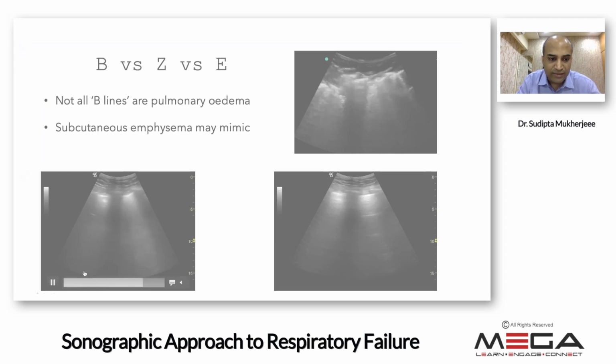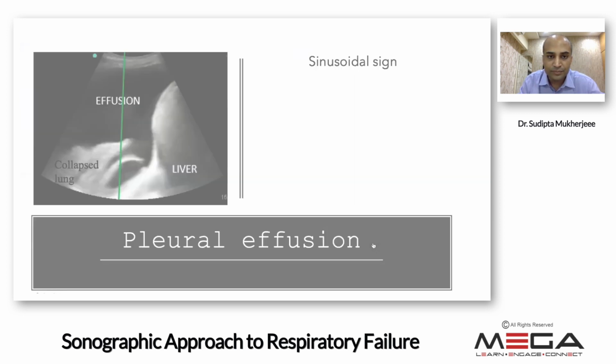See, here we can see this is the classical B line, starting from the pleura and coming up to the base of the screen, and it has obliterated the A lines. Here, there are vertical lines which do not all come to the base of the screen, and you can appreciate the A lines. So these are not true B lines. Whenever we are looking at a vertical line, we have to differentiate between the true B lines and other lines like E lines or Z lines. And if these vertical lines come up to the middle of the screen, these are Z lines.